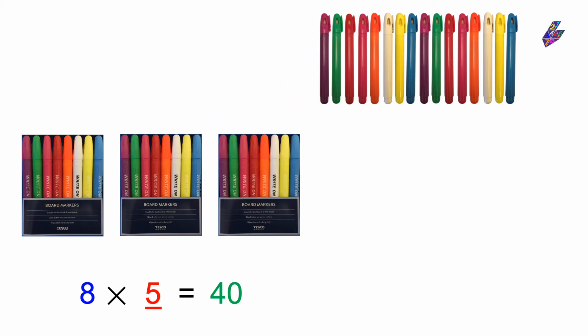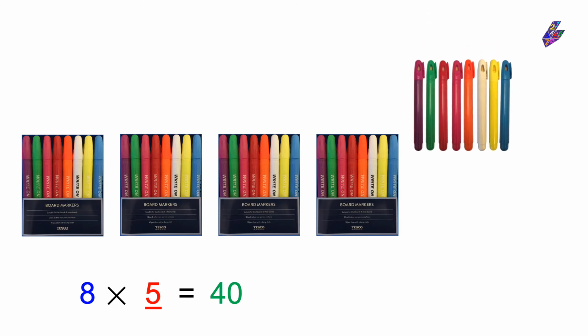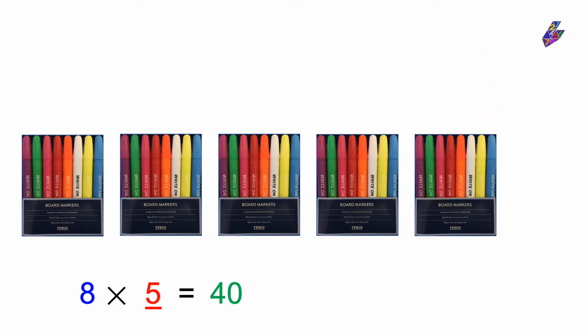So if there are 40 pens and they are packaged into groups of 8 pens per pack, there will be 5 packs in total. 40 divided by 8 is equal to 5.